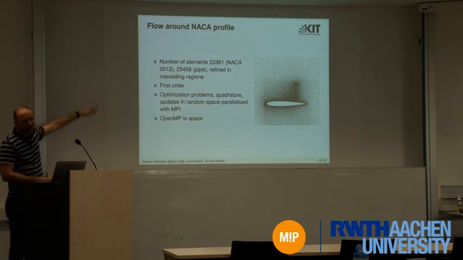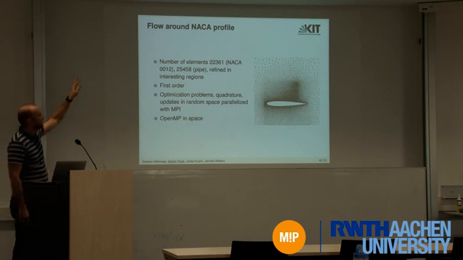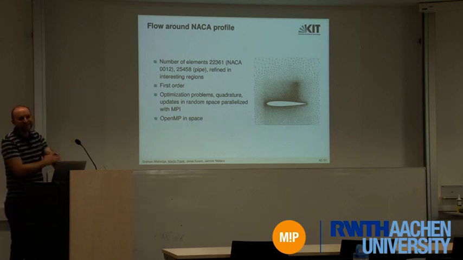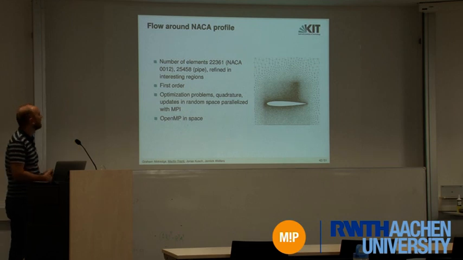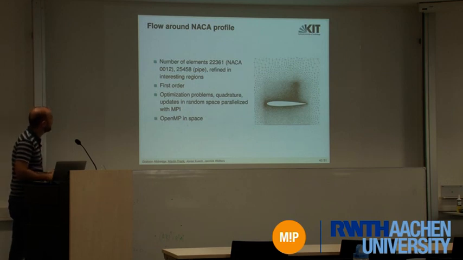And remember, the actual domain wouldn't fit into this building, I think. So the grid goes up very high, as you saw in the initial picture. So about 20,000 elements here, refined in interesting regions. This back then was first order. I think we have a higher order code in space now.